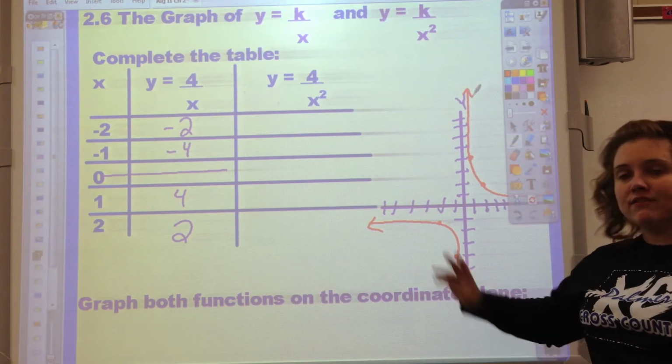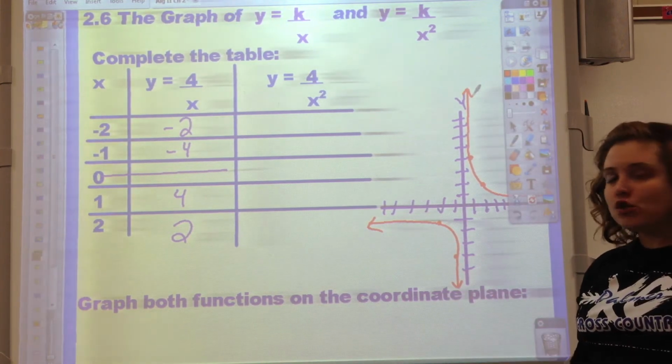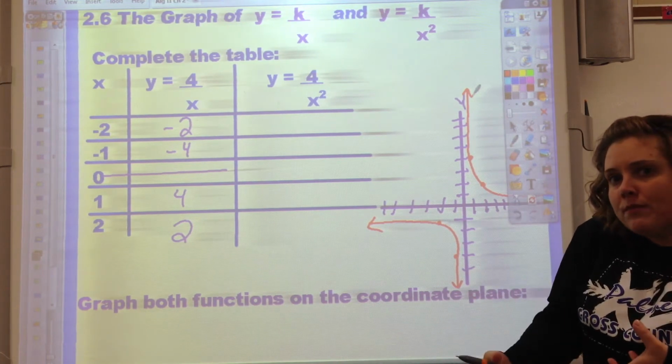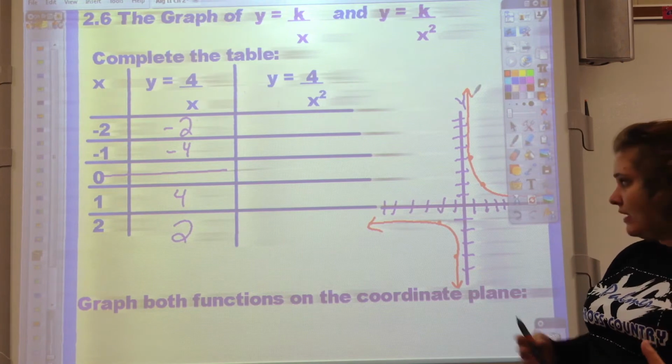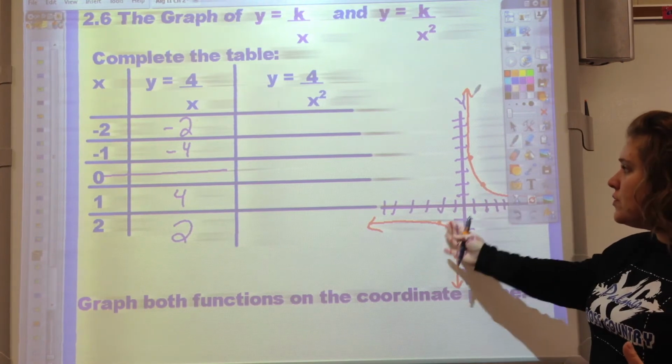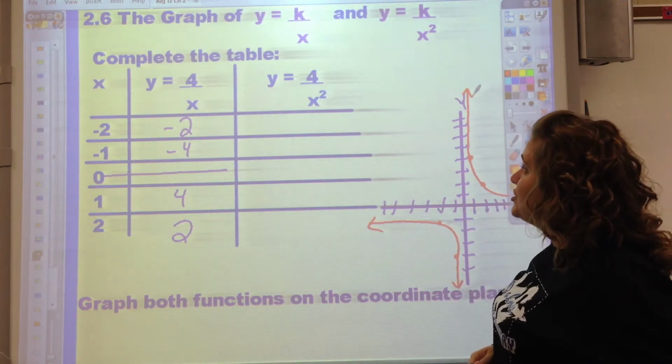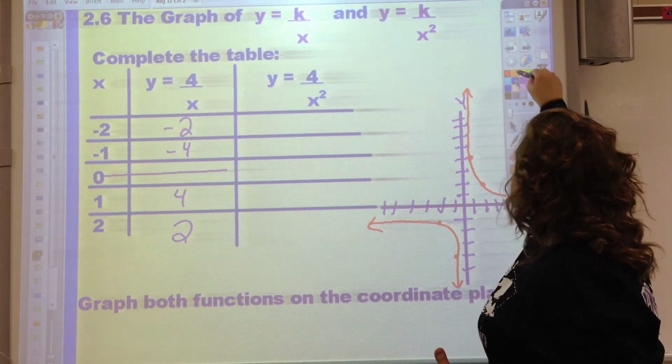For these inverse graphs, I will want to see at least 2 points in each quadrant, so you know the relative shape of your graph and which direction it's headed. This tells me which quadrants I'm in, and now I'll move on to 4 over x squared. This one I'll do in blue.